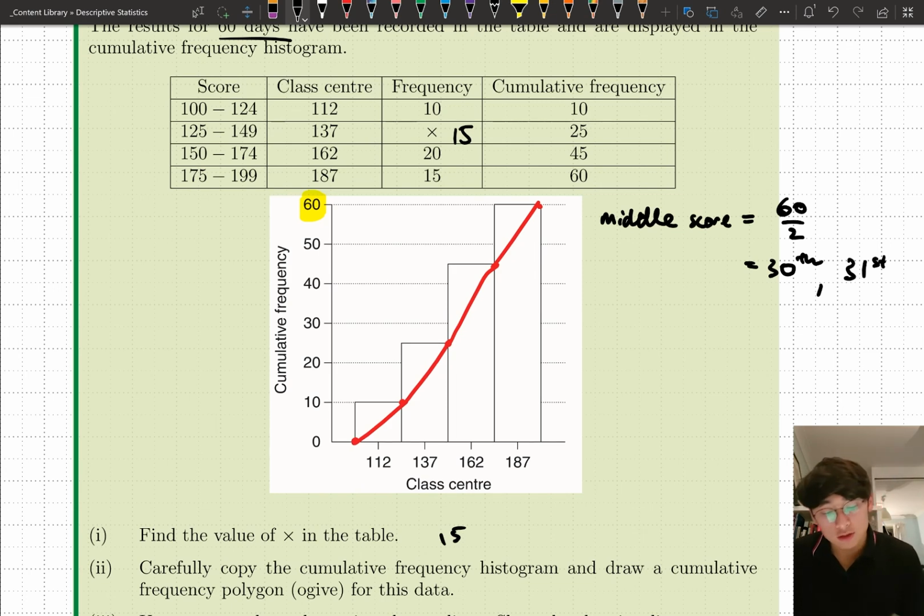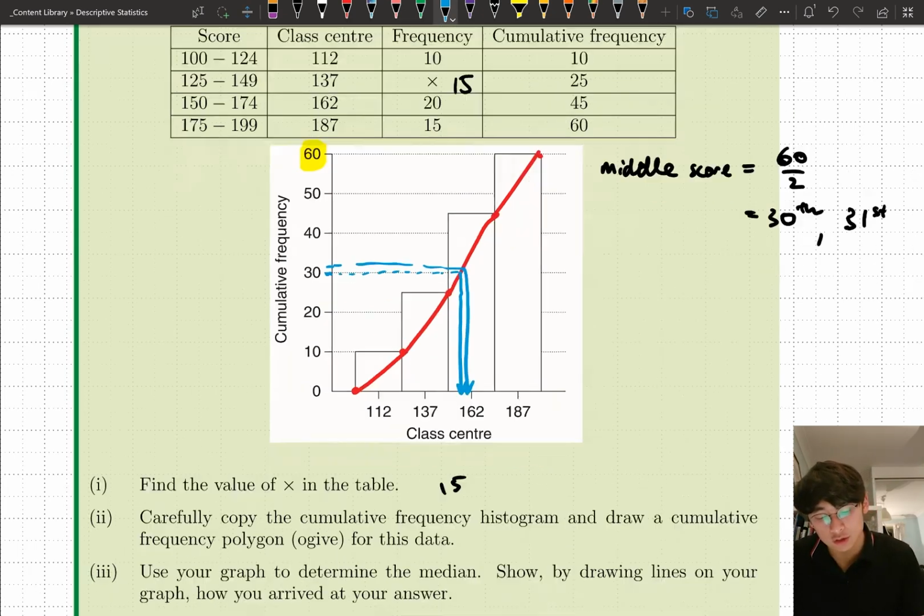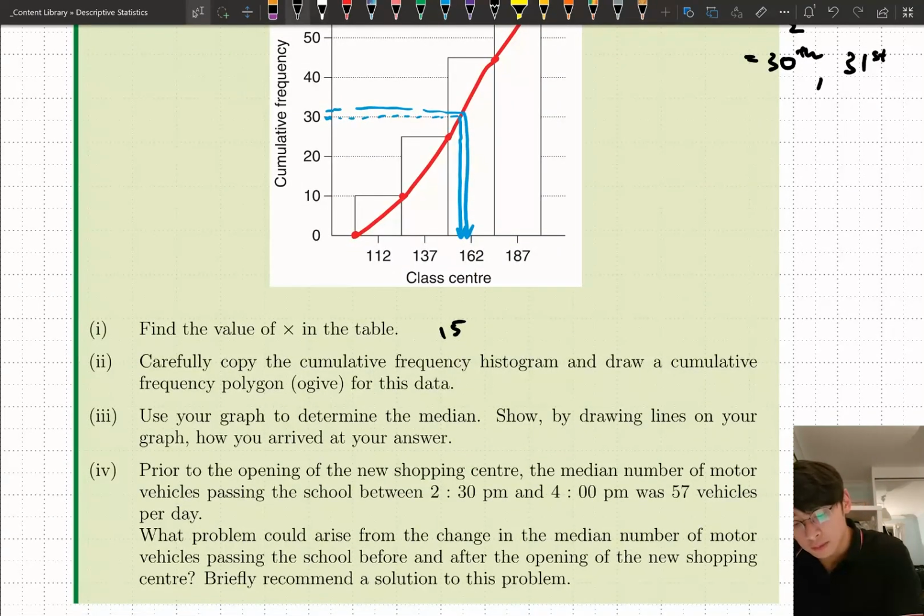Once we've done that, we go to our cumulative frequency, our y-axis here, go to where 30 is, which is over here, and 31, which is just a little bit above that, and read off where those two values would be. They both happen to be in the same group of 162. So here, I'm just going to write, the median is 162.